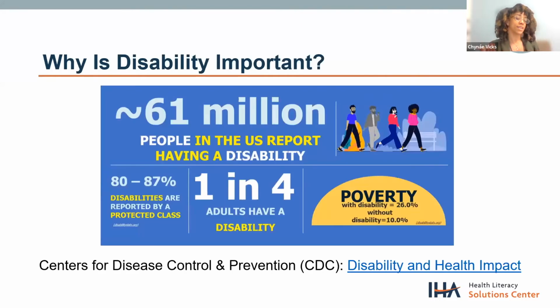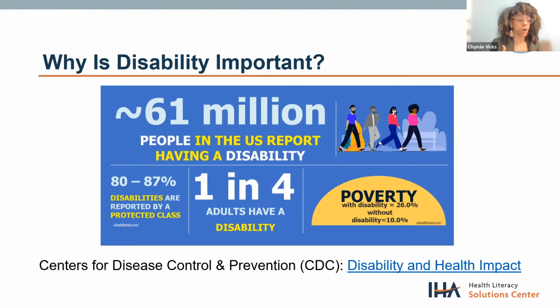So why exactly is the topic of disability so important? Well, approximately 61 million people in the United States have a self-reported disability. That's 1 in 4 adults with a disability that requires an accessible product, an accessible service, or a support. So that most certainly makes people and individuals with disabilities members of a public health priority population.